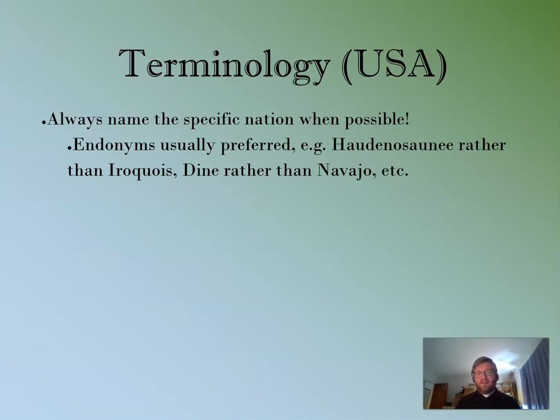So instead, increasingly people are shifting to using their own name for themselves in their own languages, which would be Haudenosaunee, which means people of the longhouse, referring to the style of houses that they traditionally built. So much nicer name, right? So using the group's own name for themselves rather than a name that might have a negative connotation that was given to them by other people.